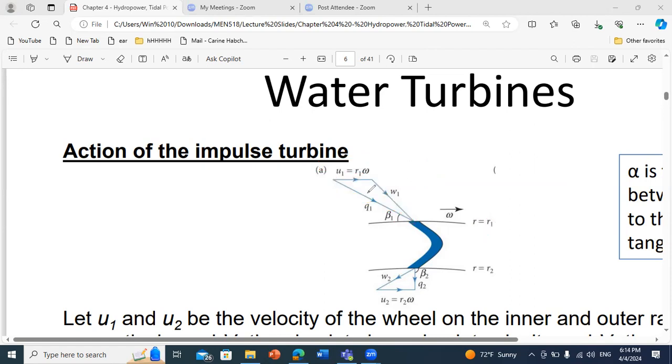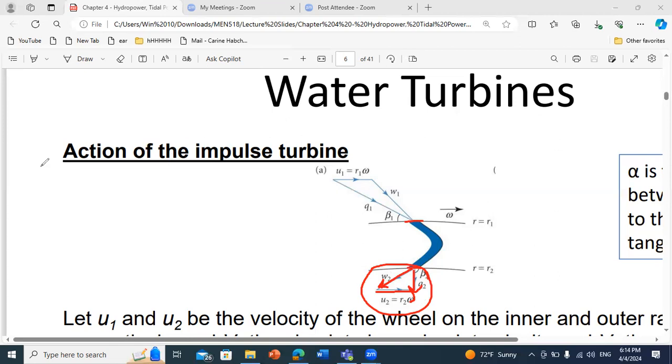Now, we do the same at the exit. So at the exit, we have the total velocity that is decomposed also into the velocity of water relative to the blade plus the velocity of the blade at this point. And as we said, the blade is rotating. So for radius R1, you have U1 equal R1 omega. And for radius R2, you have that U2 is equal to R2 omega.